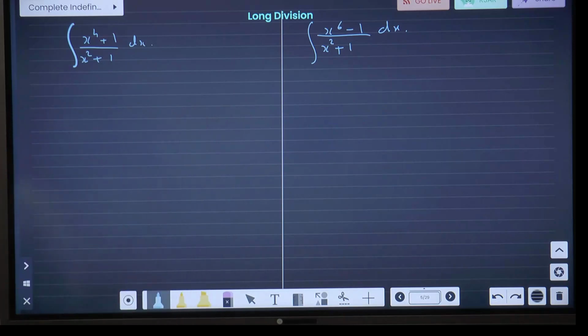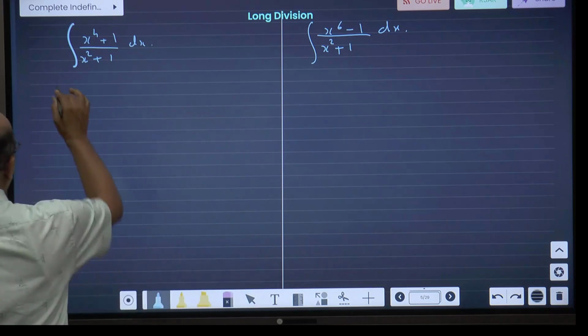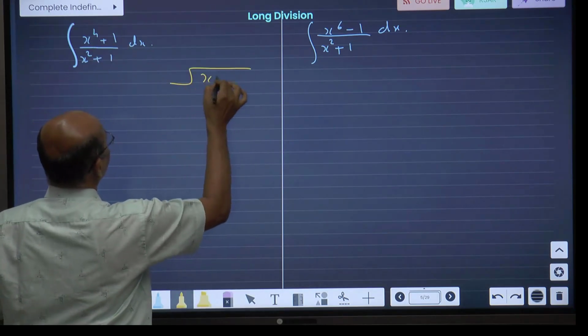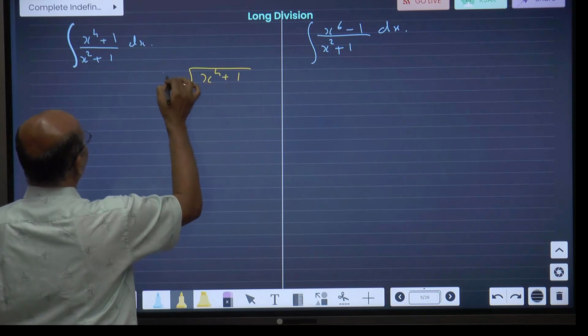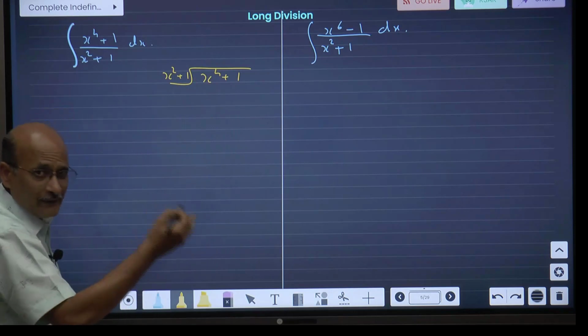Remember, we are still doing sums based on 14a and 14b. So as I said, I have to do the long division. Everybody knows how to do the long division here. So this is x raised to 4 plus 1 and this is x square plus 1. Now I have to do the division. I hope everybody knows it.